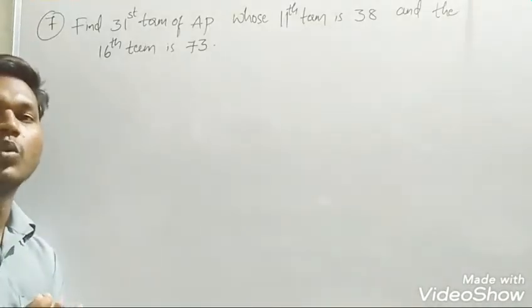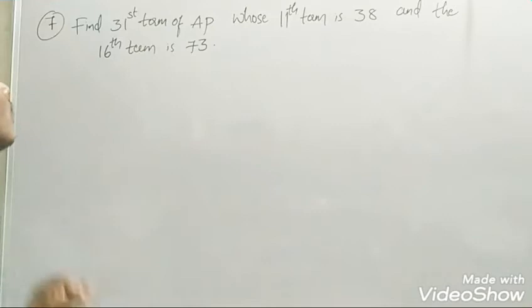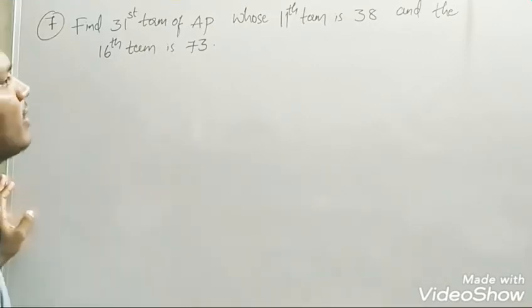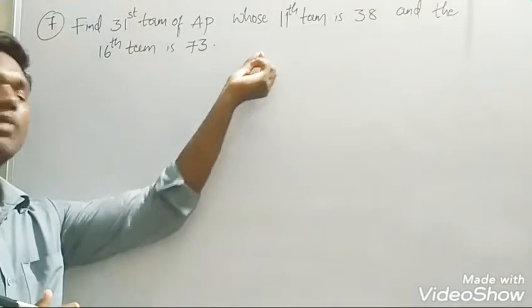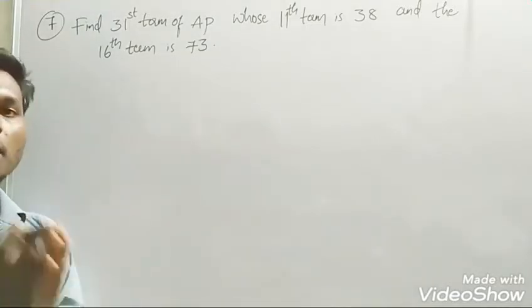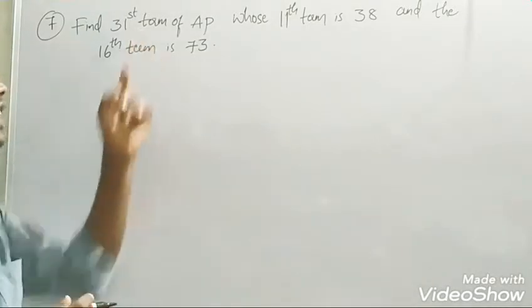Okay friends, so let me move on to question number 7. Find the 31st term of the AP whose 11th term is 38 and 16th term is 73. He has given the 11th term and 16th term, but he is asking us to find the 31st term.